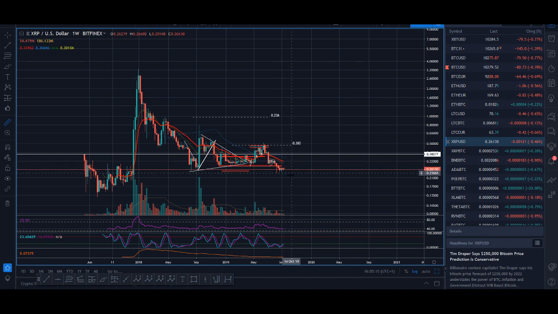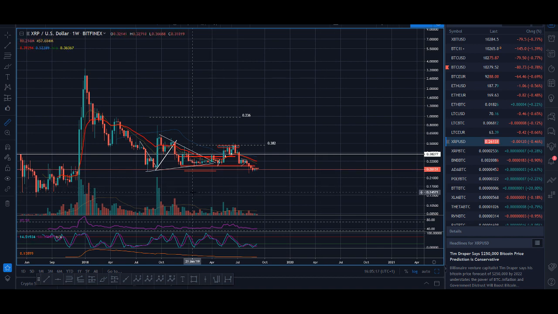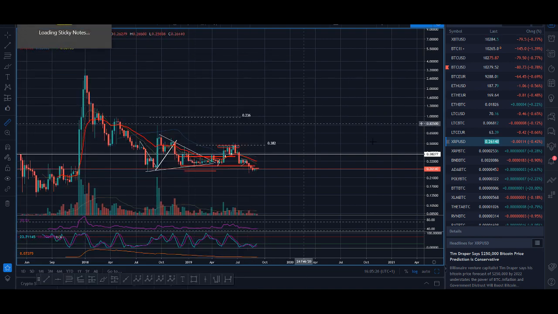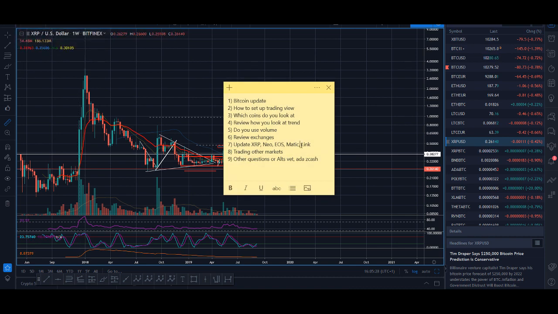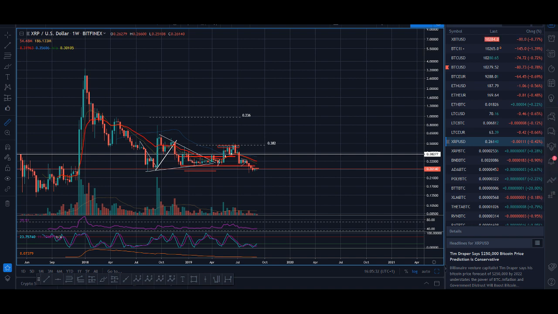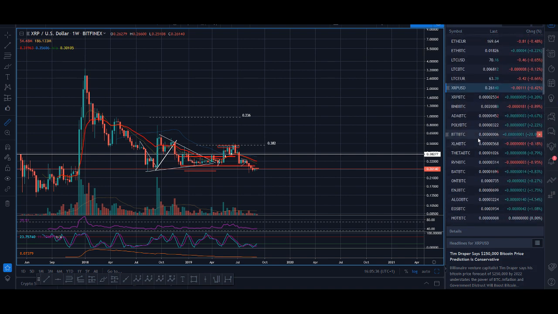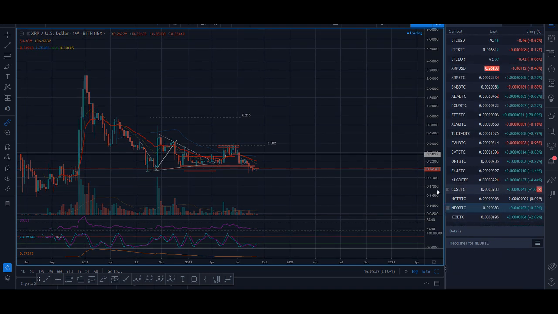But from a trading point of view, I've showed you a setup. I'd look for a breakout above to look to buy. I've closed the sticky notes again. So next is Neo. People seem to have commented on Neo. Neo is a coin that I like fundamentally, but it's not really done anything, has it?